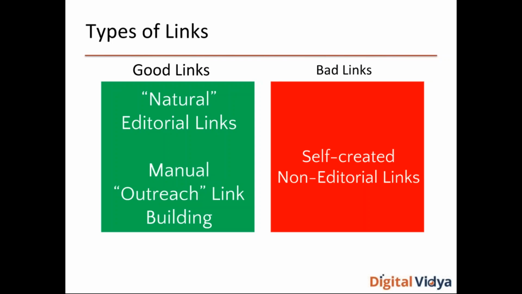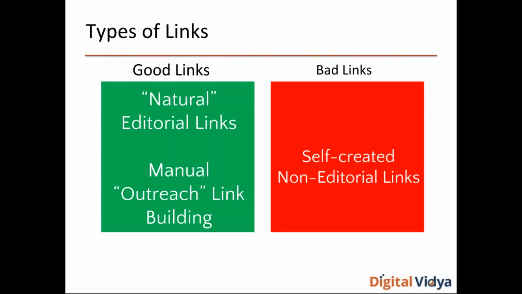So there are two types of links. One is good link and one is bad link. Good links are the links that are editorial links. So whenever you post a link or whenever you post content, it does not get published instantly. Rather, an editor will review the content, and if the editor likes the content, then only he will publish it. These link types involve human intervention. So for that reason, they are considered as good link type.